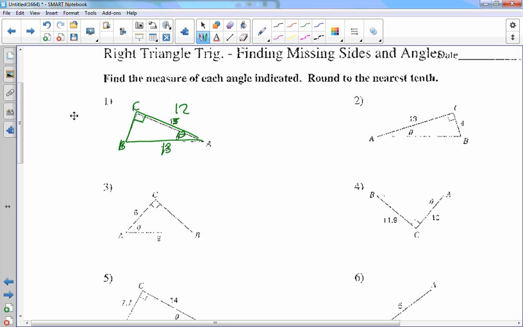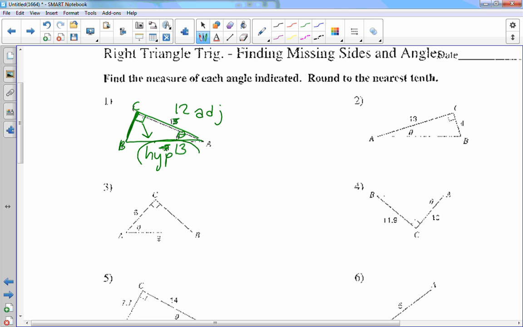Gabe, what should I label the 13 down here at the bottom, based off of where the reference angle is? Hypotenuse, you're right. It's across from the right angle. Okay? Kayla, which side should I label the 12? Yep. There's no need to label the other side because there's no information.